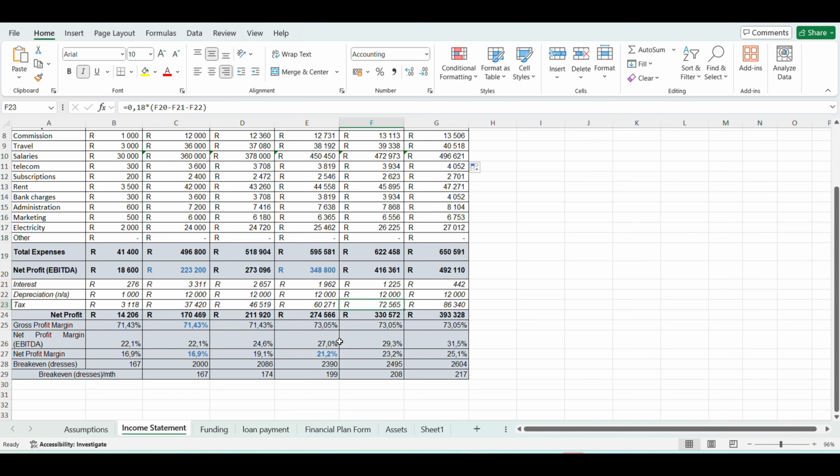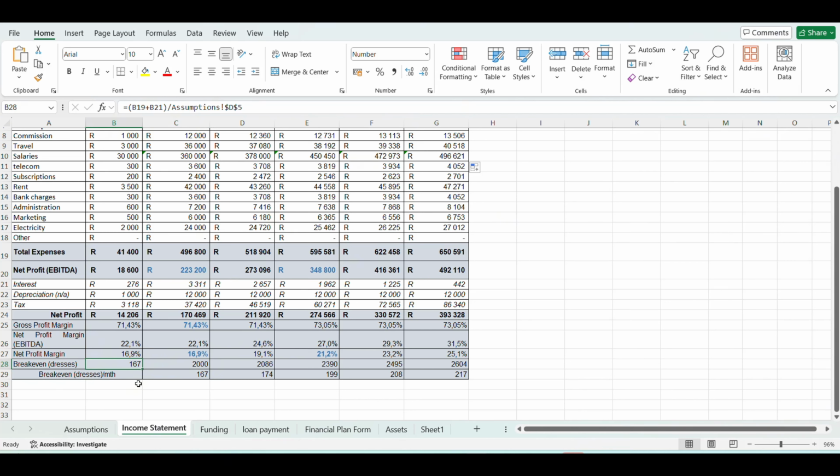Right? And then your break even, you will recall, is your expenses divided by the gross profit, right? So the break even in year one is 2,000 dresses per year, which is about 167 dresses per month. And remember, we said we're making 240 dresses per month. So this break even just shows to the business owner that, hey, if you're making less than 167 dresses per month, you're going to be in some financial trouble.